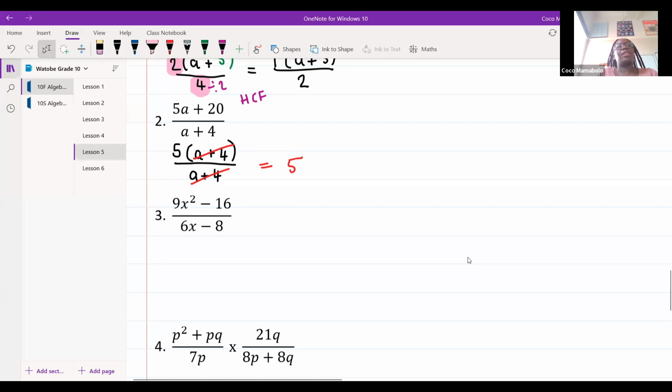Yes, Zoe, you're correct. Zoe's asking, isn't it 5 over 1? Yes, but 5 divided by 1 is also 5. If there had been another number over here, like let's say there was a 2 over here, Zoe, then my answer would have been 5 over 2. It doesn't really make a difference because 5 divided by 1 is still 5. So it's the same answer. You can write 5 over 1. It won't make a difference. 5 over 1 is still 5.